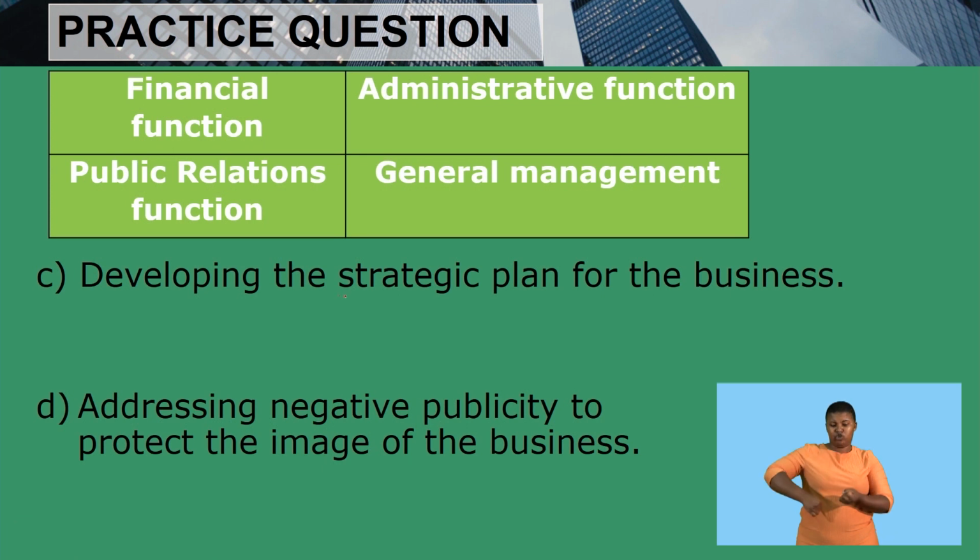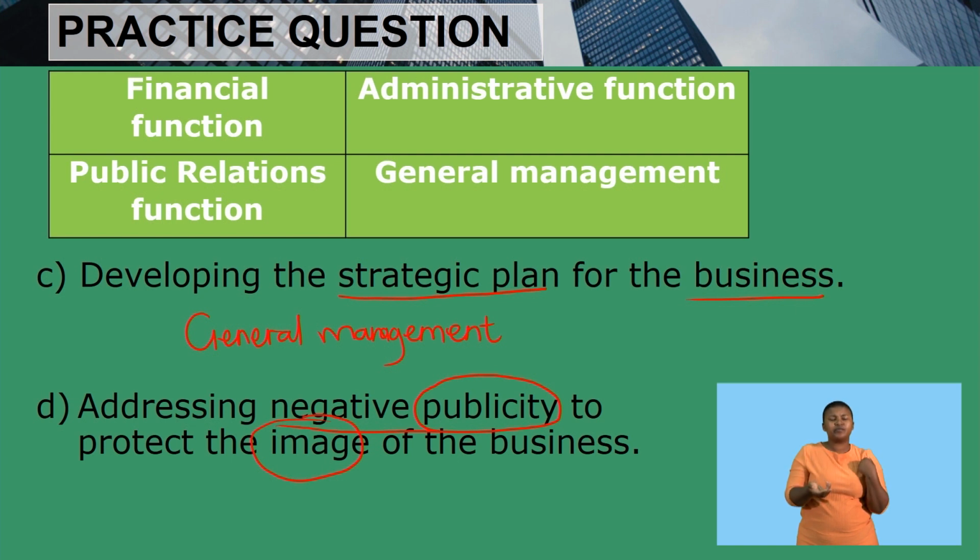Developing the strategic plan for the business. So it's the plan that gives the business direction, and this is developed by, of course, our general management. It's their job to strategically plan and, of course, manage this plan continuously. Oh, I made a spelling mistake here. Let me just quickly correct that for you guys. Management, there we go.